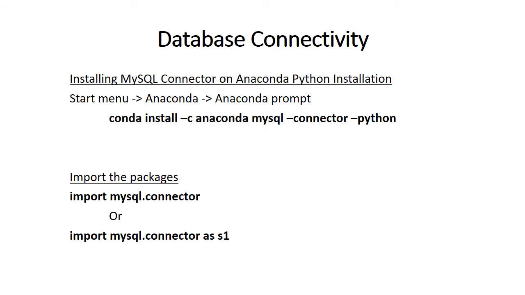Installing MySQL connector on Anaconda Python installation. How to install a MySQL connector in Python. So for that you have to follow those steps. You have to click on the start menu, then Anaconda prompt, and in that prompt you have to type the command given there.